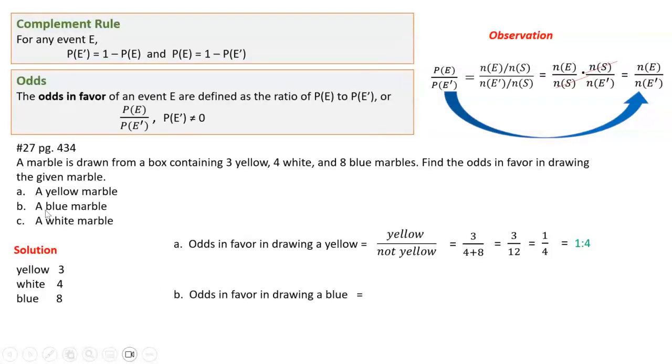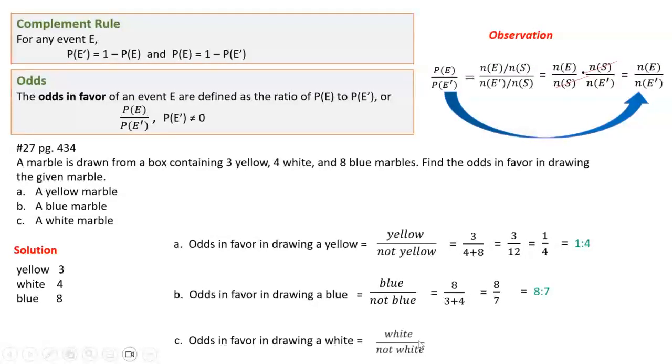For B, odds in favor of drawing a blue marble. So it'll be blue over not blue. How many are blue? There's 8 blues and 7 not blue. So it'll be 8 to 7. Those are the odds in favor. For C, odds in favor of drawing a white marble, so it's going to be white over not white. There's 4 whites, and there's 11 that are not white. So the answer will be 4 to 11. That's how we do these types of problems.